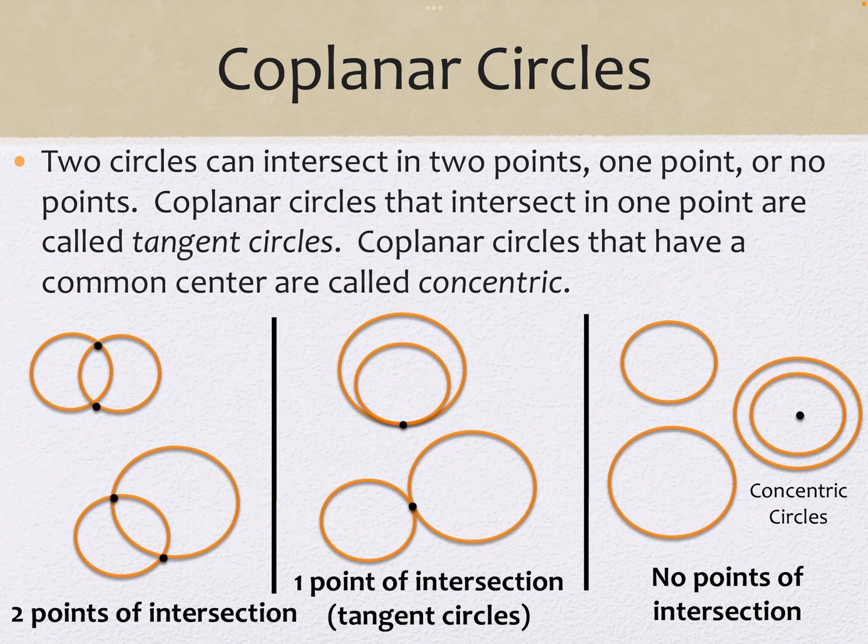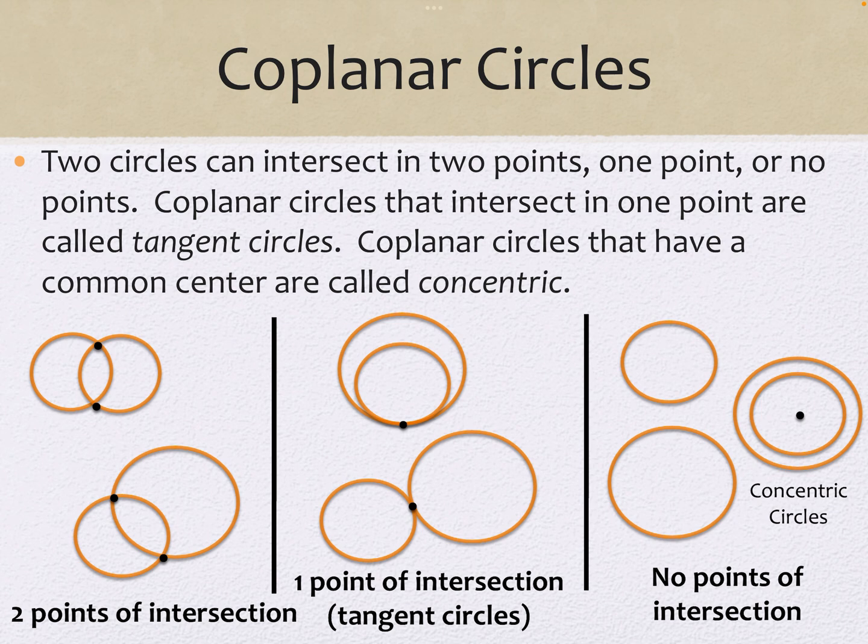This is section 10.1. This is the second video. We're going to look at coplanar circles. So these are two circles that live in the same plane. Two circles can intersect in 2 points, 1 point, or no points. Coplanar circles that intersect in 1 point are called tangent circles. Coplanar circles that have a common center are called concentric.